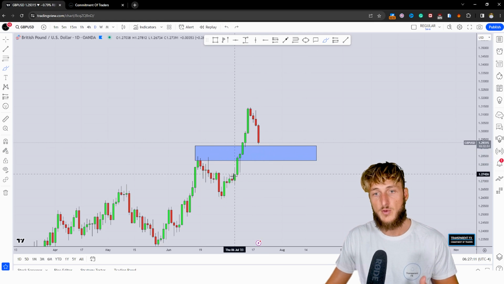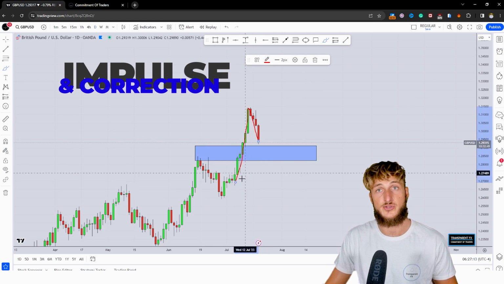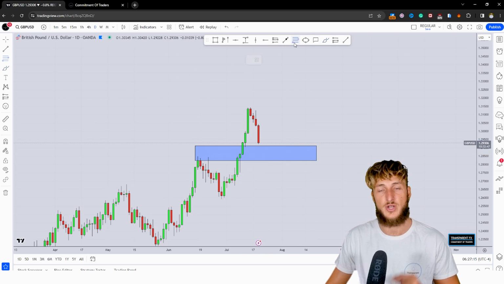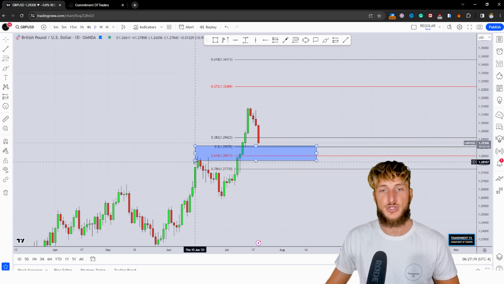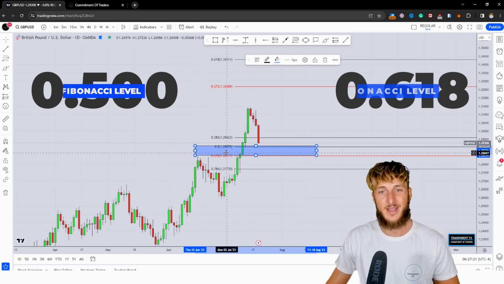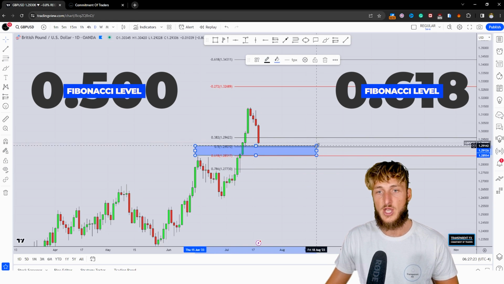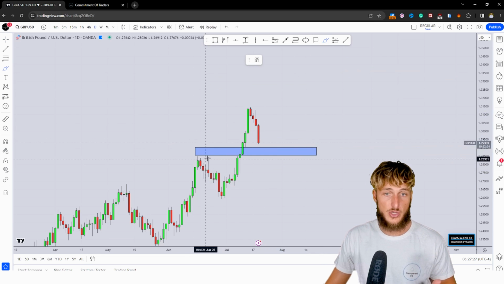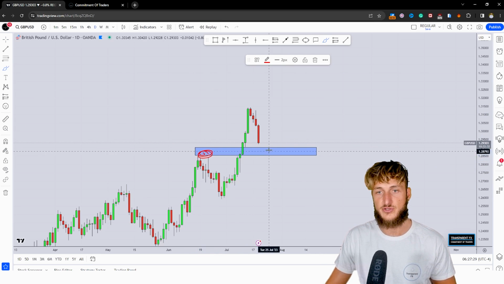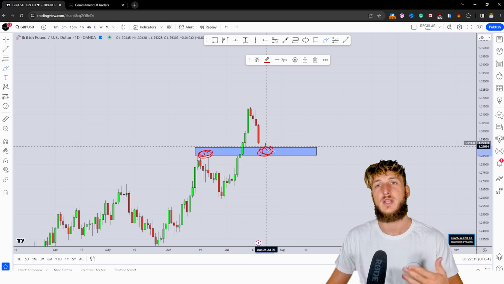Also here in the daily, we have an impulse and a correction. So also here, if we want to measure this correction, we have to take our Fibonacci from the low to the high of the impulse leg, which shows us how we have a 0.5 and 0.618 retracements, which are currently lining up exactly at this area, which is also just above this previous structure resistance turn support, which creates confluence of support.